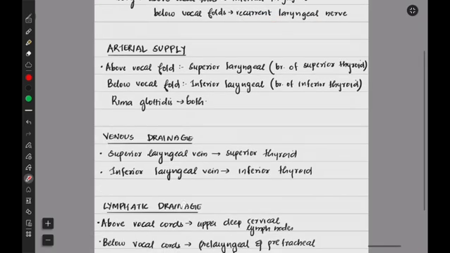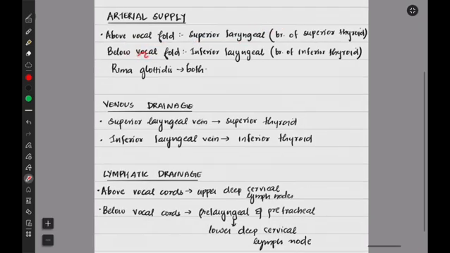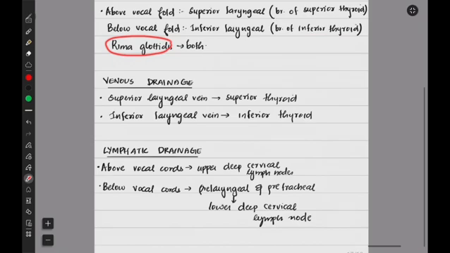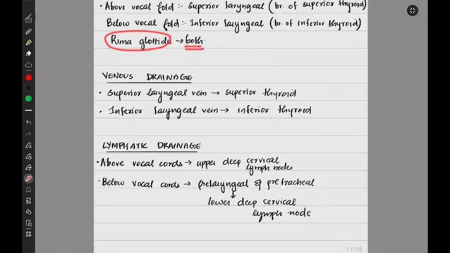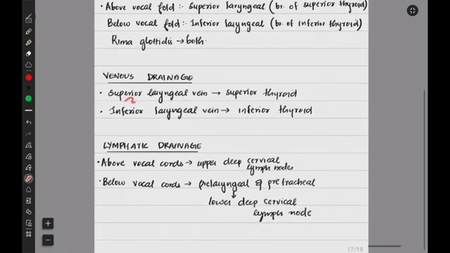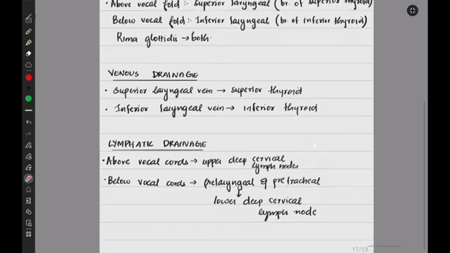Then arterial supply. Above vocal cords we have the superior laryngeal artery, which is a branch of the superior thyroid artery, and below vocal cords we have the inferior laryngeal artery, which is a branch of the inferior thyroid artery. Then in the rima glottidis we have supply from both. Then venous drainage. The superior laryngeal vein and inferior laryngeal vein are the main veins. The superior laryngeal vein drains into the superior thyroid vein, and the inferior laryngeal vein drains into the inferior thyroid vein.